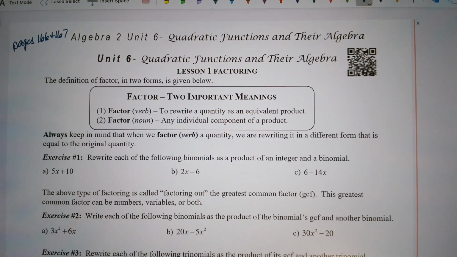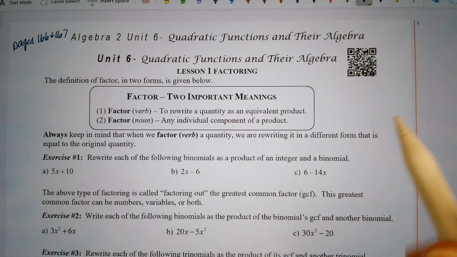Today we're on pages 166 and 167 of our textbook, starting a new unit, Unit 6, which is quadratic functions and their algebra. Our first lesson is on factoring. You had a lot of practice in Algebra 1, but yes, it was 2 years ago. So, recall, to factor something has two meanings.